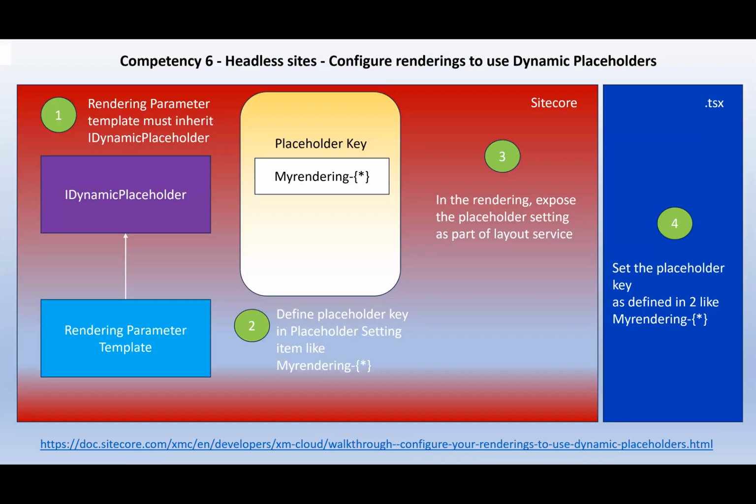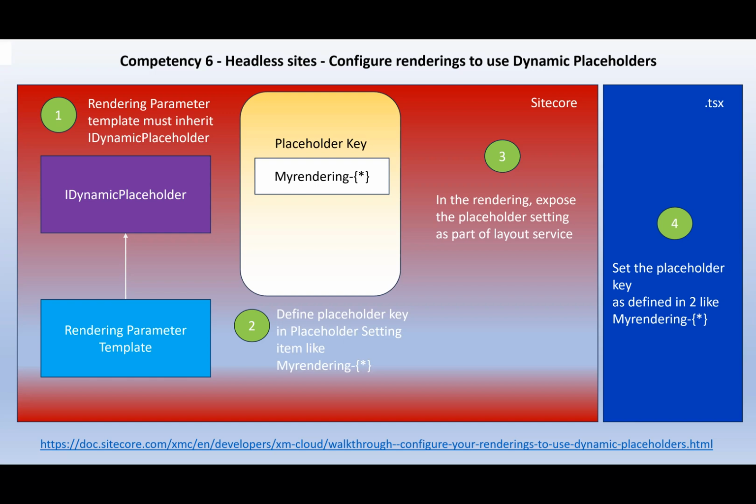The other thing is dynamic placeholders. Configure renderings to use dynamic placeholders. The dynamic placeholder rendering parameter template must inherit from IDynamicPlaceholder. Then your placeholder key in settings should look like my-rendering-{*}. In the renderings, expose the placeholder setting as part of the layout service. The third one, set the placeholder key as defined, like my-rendering-*.